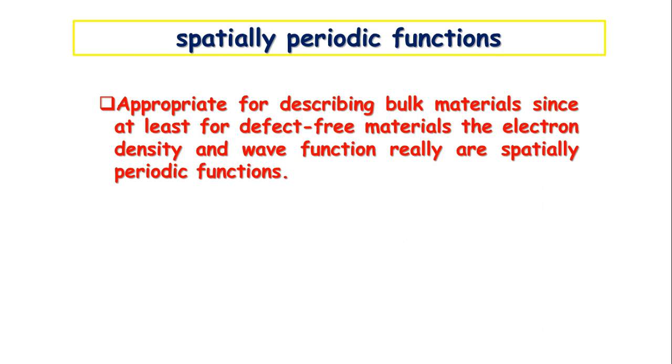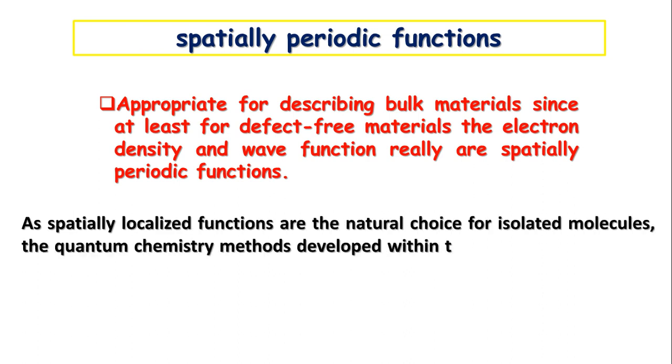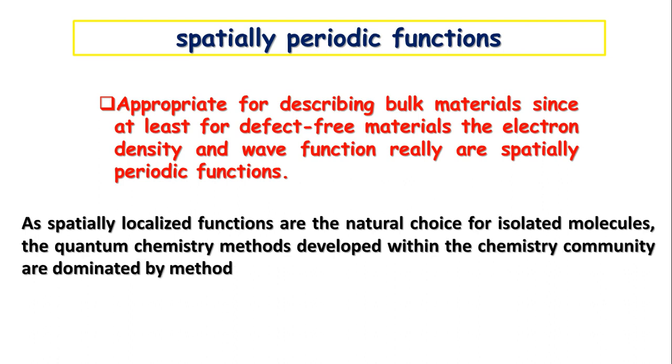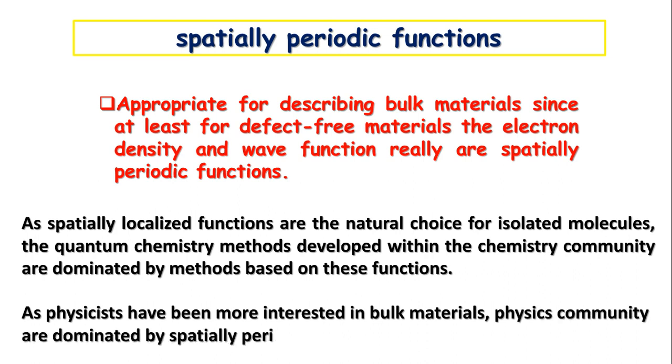Because spatially localized functions are the natural choice for isolated molecules, the quantum chemistry methods developed within the chemistry community are dominated by methods based on these functions. Conversely, because physicists have historically been more interested in bulk materials than in individual molecules, numerical methods for solving the Schrödinger equation developed in the physics community are dominated by spatially periodic functions.